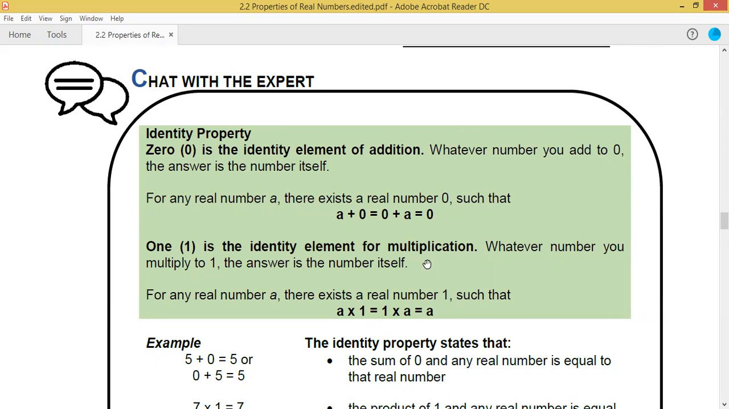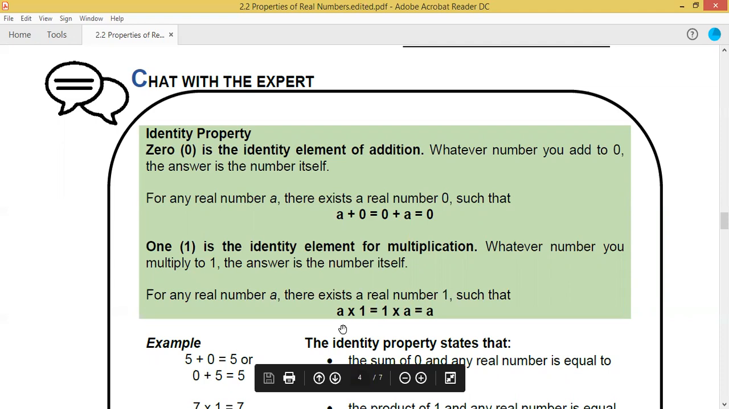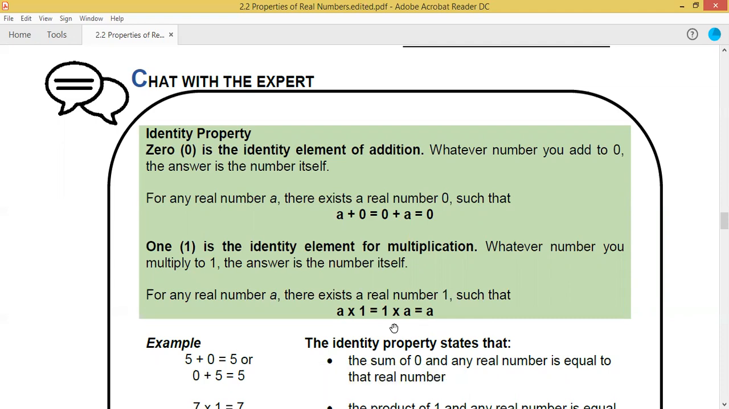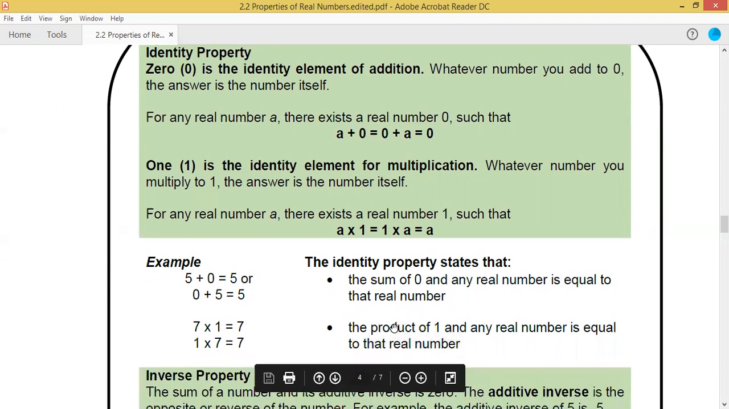For multiplication, the identity element is 1. Because whatever number you multiply to 1, the answer is the number itself. For example, A times 1 or 1 times A is equal to A. Another, 10 times 1 is equal to 10. Or 1 times 5 is still equal to 5. Let's have more examples. 5 plus 0, the answer is still 5 itself. 7 times 1, the answer is still 7 itself.